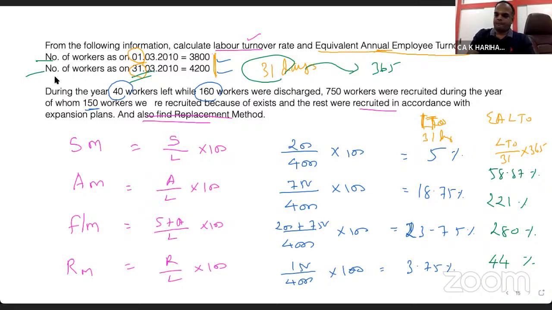Very comfortable? Okay. Shall I go to the next one? Shall I go for overhead? Okay.